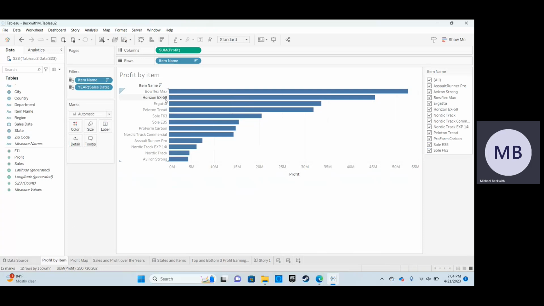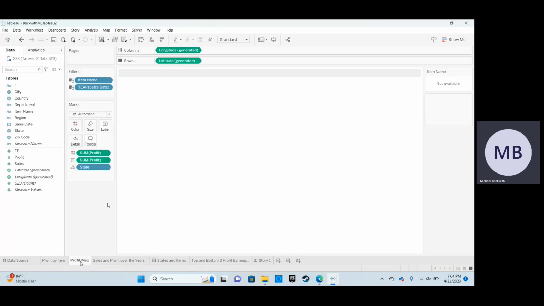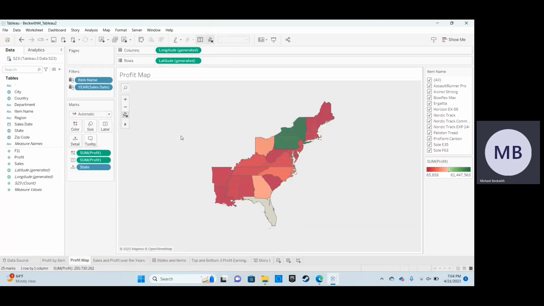And then the Horizon EX59 was next, followed by the Ergata. I guess that's how that is pronounced. And then at the bottom of the list, we can see we have the Aviron Strong, the Nordic Track, and then the Nordic Track EXP14i. This is my first worksheet. It's pretty simple. And then my next worksheet is the profit map.